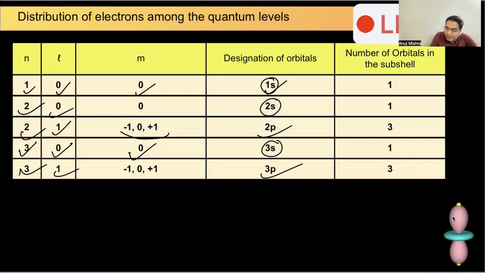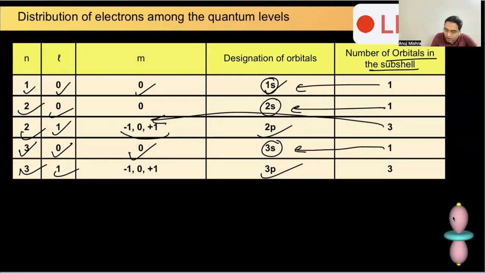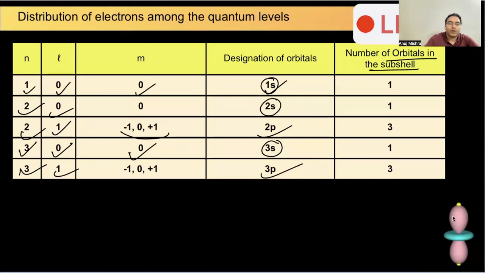So the number of orbitals in the subshell will be 1 for s, 3 for p. 3 possibilities. Okay? Any doubt in this? Any issues in this part? Yes, Anna.